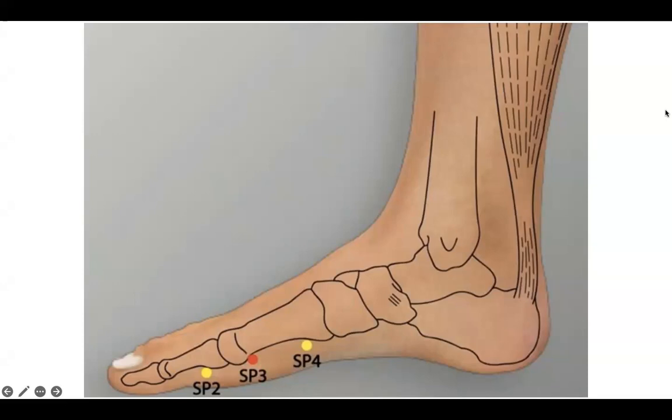Spleen 3 is the Yuan source point of the spleen meridian and Shu stream point of the spleen meridian. Spleen 3 is one of the major tonifying points of the body and is very commonly used. Needling is perpendicular insertion 0.5 to 0.8 cun.